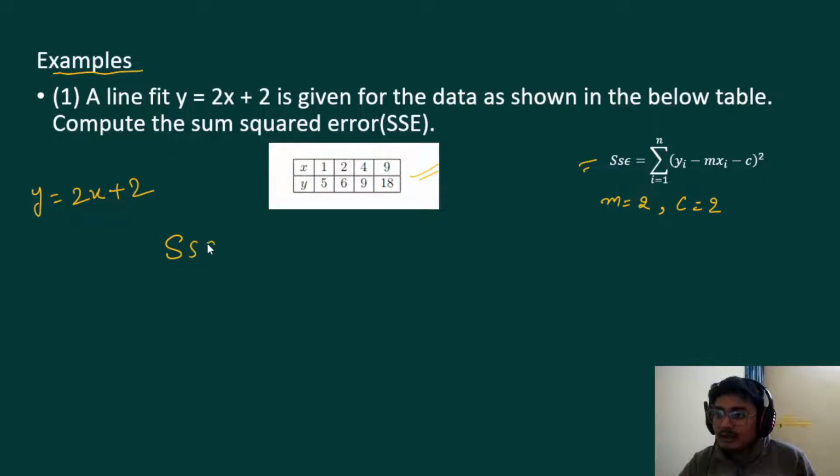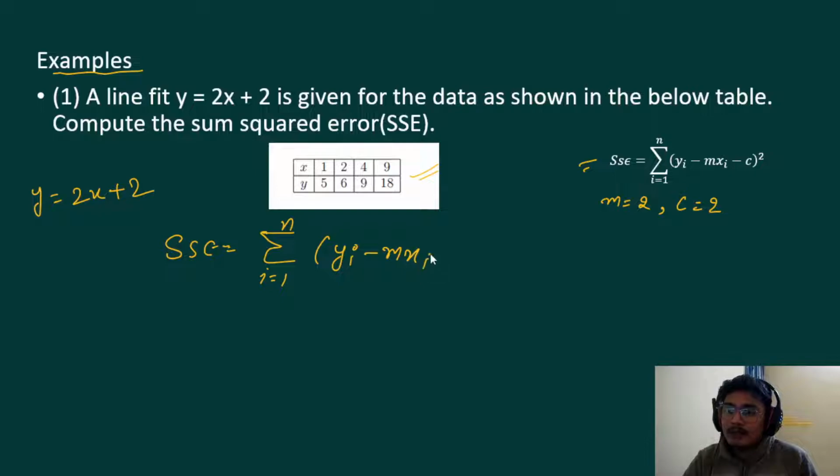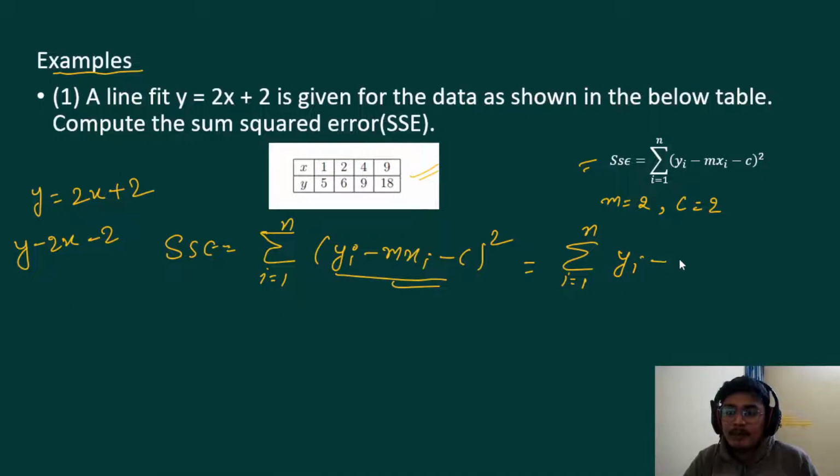So we know that SSE is nothing but the summation of i equals 1 to n of (yi minus m xi minus c) squared. We get that from y minus 2x minus 2. So this will be the summation of i equals 1 to n of (yi minus 2 xi minus 2) squared, since m is 2 and c is 2.